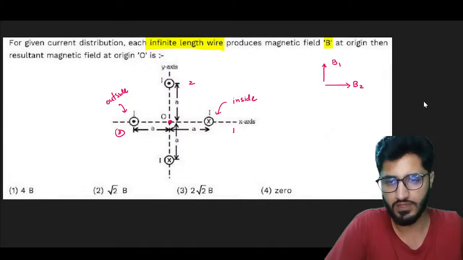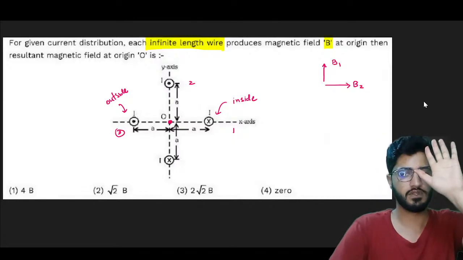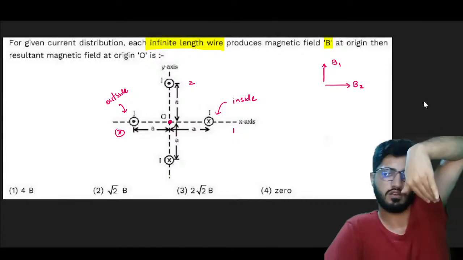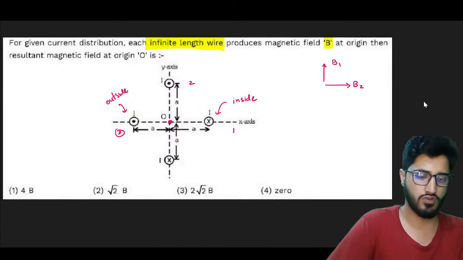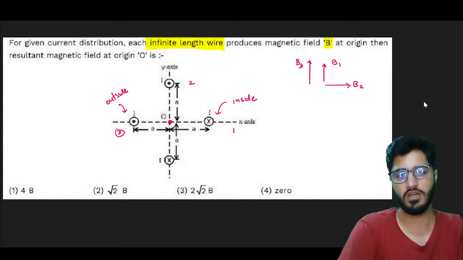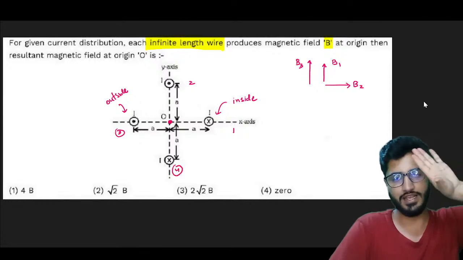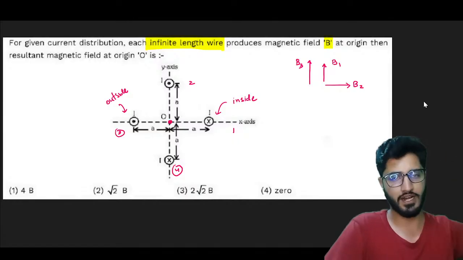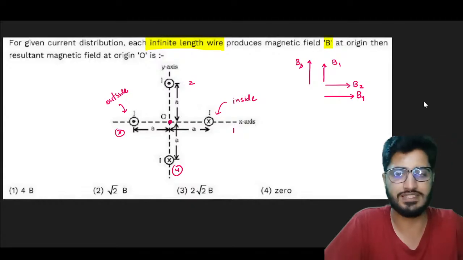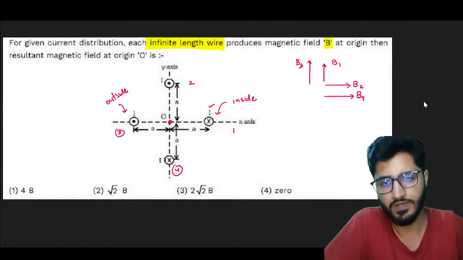Third one, take your right hand, current outside, and I guess my B3 is also upwards now. Yes, upwards. Fourth one, take your right hand, current is inside, it would be rightwards. So B4 is rightwards. You can see here, current is I, current I, current I, current I.